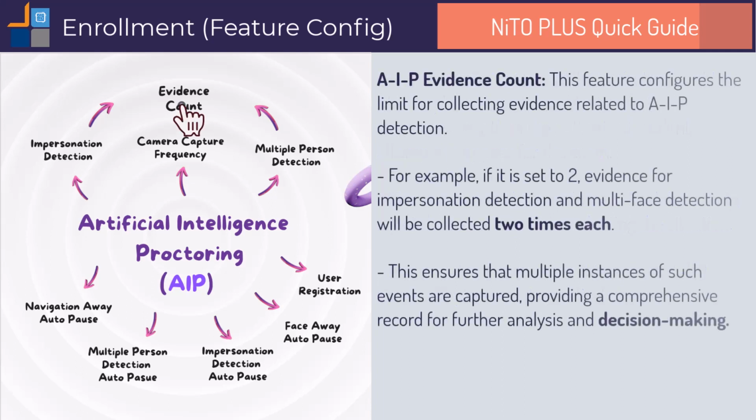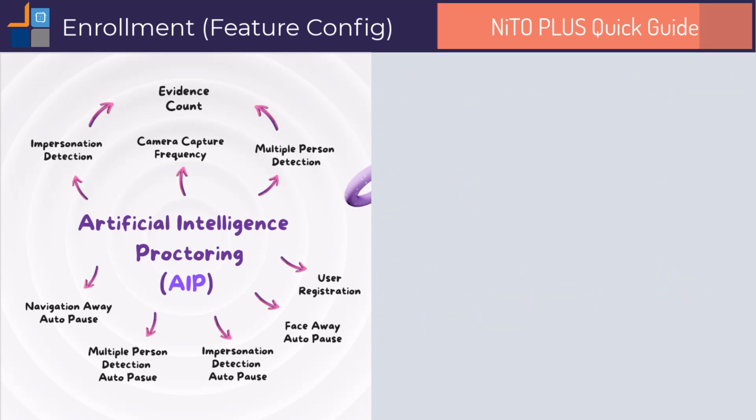AIP evidence count. This feature configures the limit for collecting evidence related to AIP detection. For example, if it is set to 2, evidence for impersonation detection and multi-face detection will be collected 2 times each. This ensures that multiple instances of such events are captured, providing a comprehensive record for further analysis and decision-making.